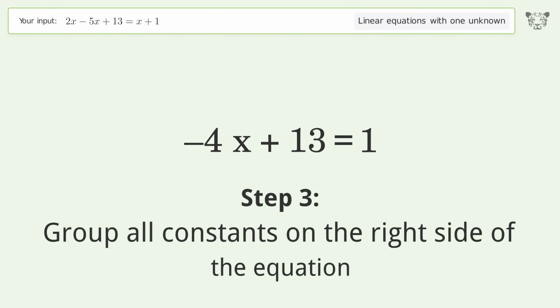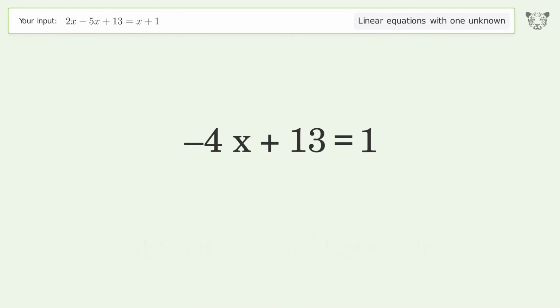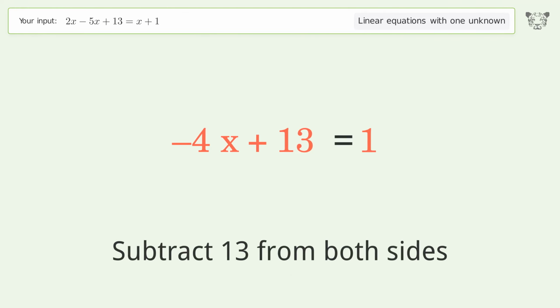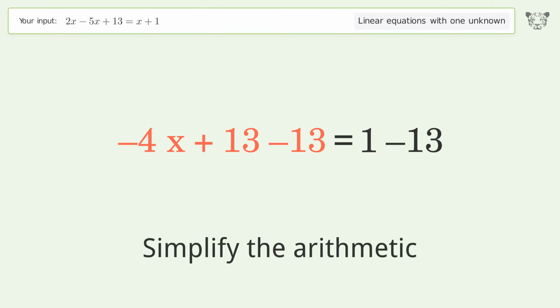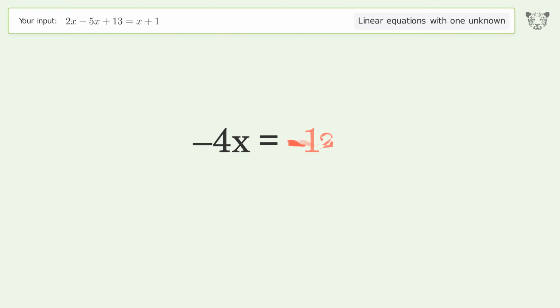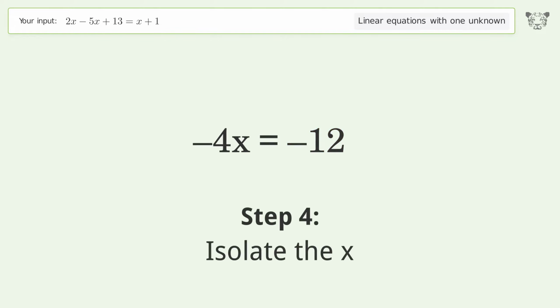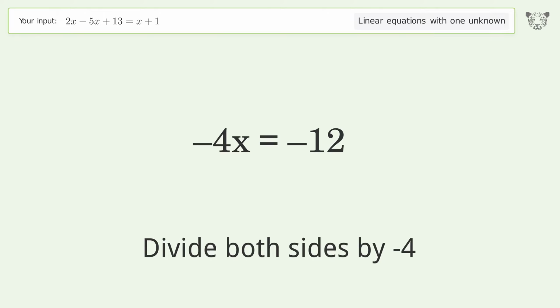Group all constants on the right side of the equation. Subtract 13 from both sides. Simplify the arithmetic. Isolate the x. Divide both sides by -4.